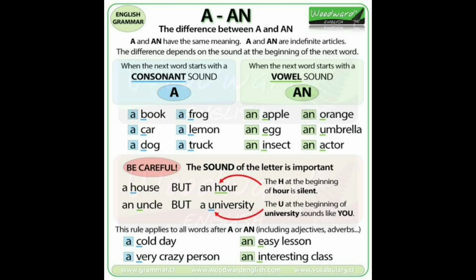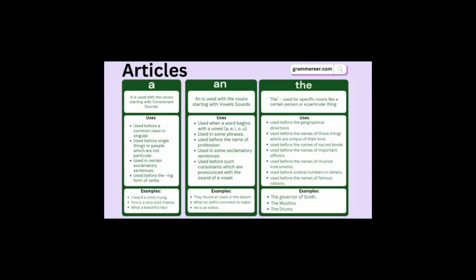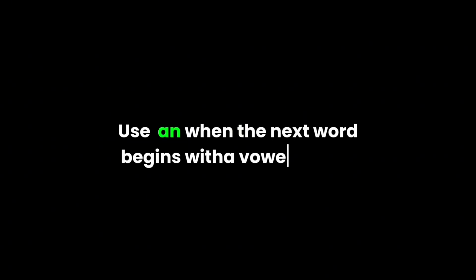Should I use a or an? The basic rule is use a when the next word begins with a consonant sound. Examples. A musician. A famous musician. Use an when the next word begins with a vowel sound. Examples. An actor. An experienced actor.